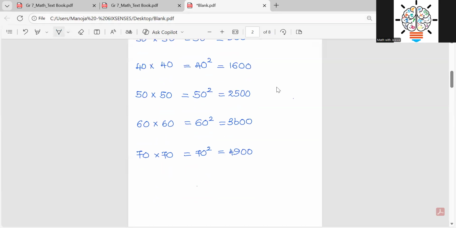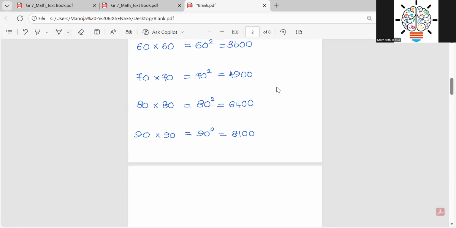So then you write the next one, 80 times 80. That gives you 80 squared: 8 times 8 is 64, and double zeros. Then 90 times 90, that is 90 squared. That gives you 81 and double zeros, right? 9 squared is 81. So this is how you get it. These are very easy, children, right?